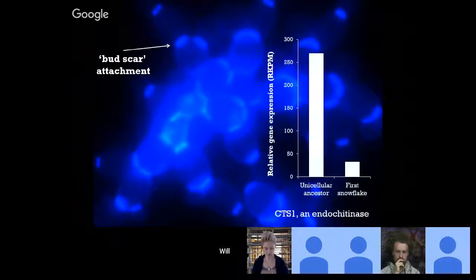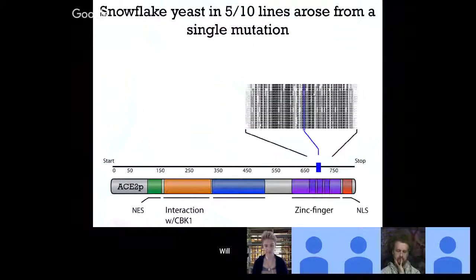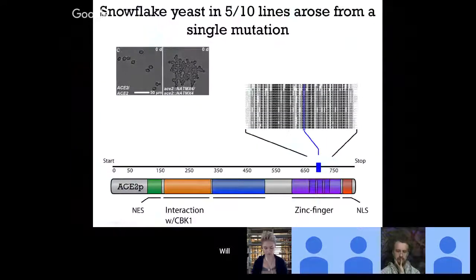When we look genetically, we find that this is actually due to a pretty simple change. If we look at gene expression differences between the unicellular ancestor and really early snowflake yeast, we only see a small number of changes, and they're all related to things like CTS1, which is an endochitinase, whose job it is to digest this mother-daughter chitin connection after mitosis is complete. So it's getting knocked down. Turns out that's because there's a transcription factor called ACE2. ACE2's job is to turn on these endochitinases, which digest that connection and allow daughter cells to float free. And that's getting mutations which knock out its function.